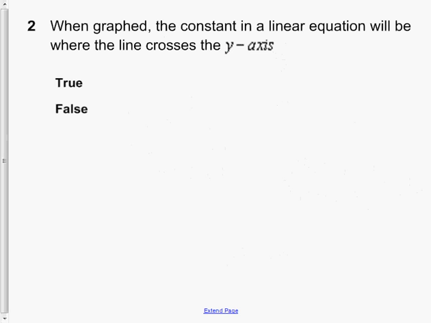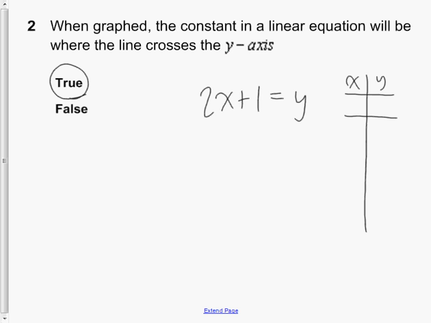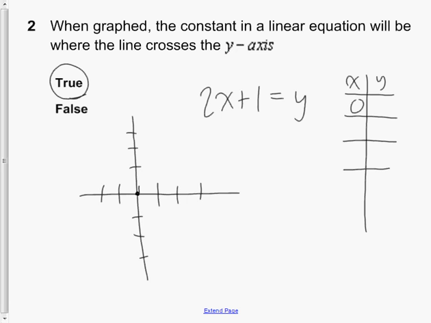In question 2, it says when graphed, the constant in the linear equation will be where the line crosses the y-axis. So this is a true statement. Because in our equation, let's just take 2x plus 1 equals y. If I make a table of values with x and y, when x is 0, the y value will automatically be whatever.